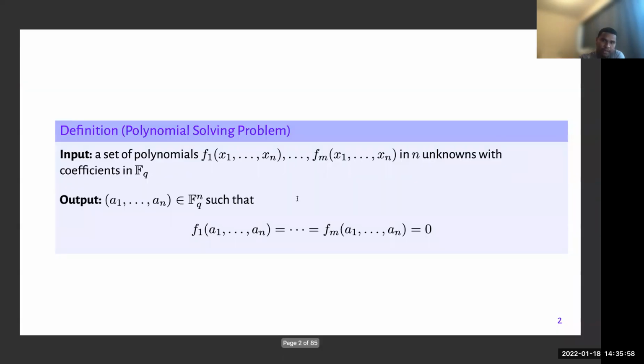So let me start by describing the main problem here, which is the problem of solving systems of polynomial equations over a finite field. As an input, what we are given is a set of n polynomials in n unknowns, where the coefficients of the polynomials lie in a finite field. And then what we want to find is just a vector, one solution, such that the evaluation of every polynomial at that vector is equal to 0.